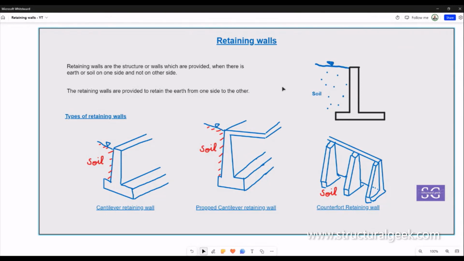We are discussing retaining walls today. So retaining walls are the structure or the walls which are provided when there is earth on one side and there is no earth or soil on the other side on the same level.